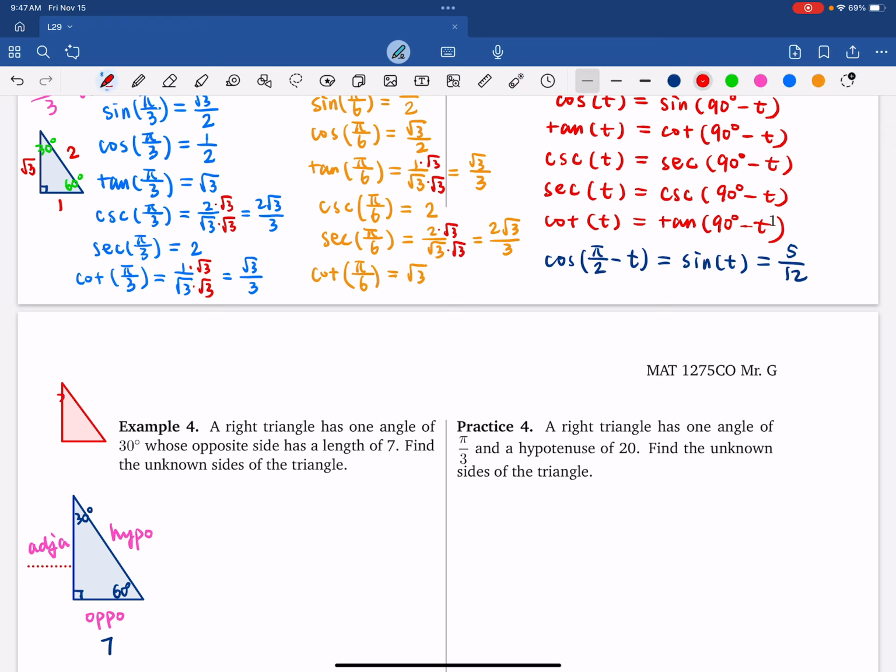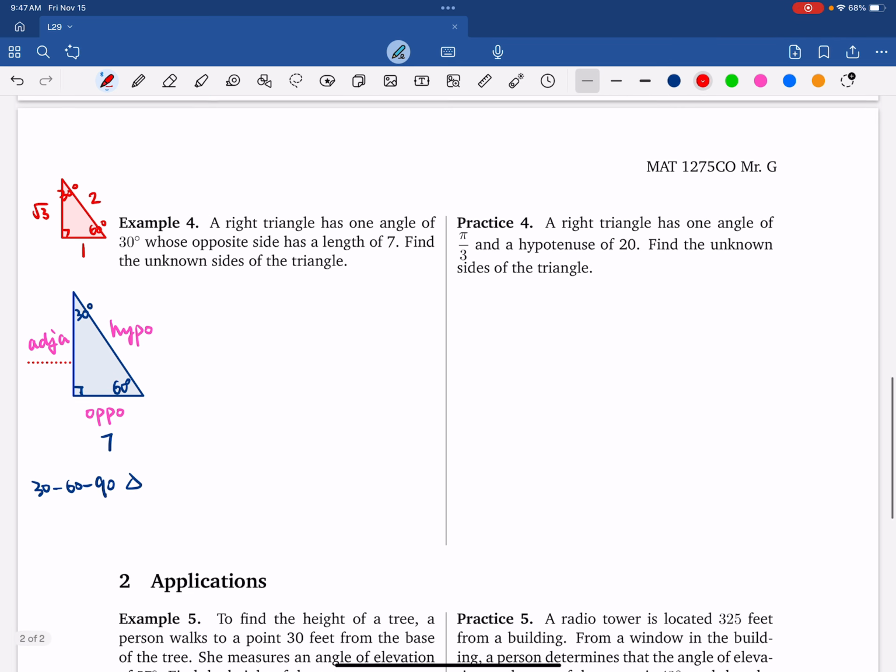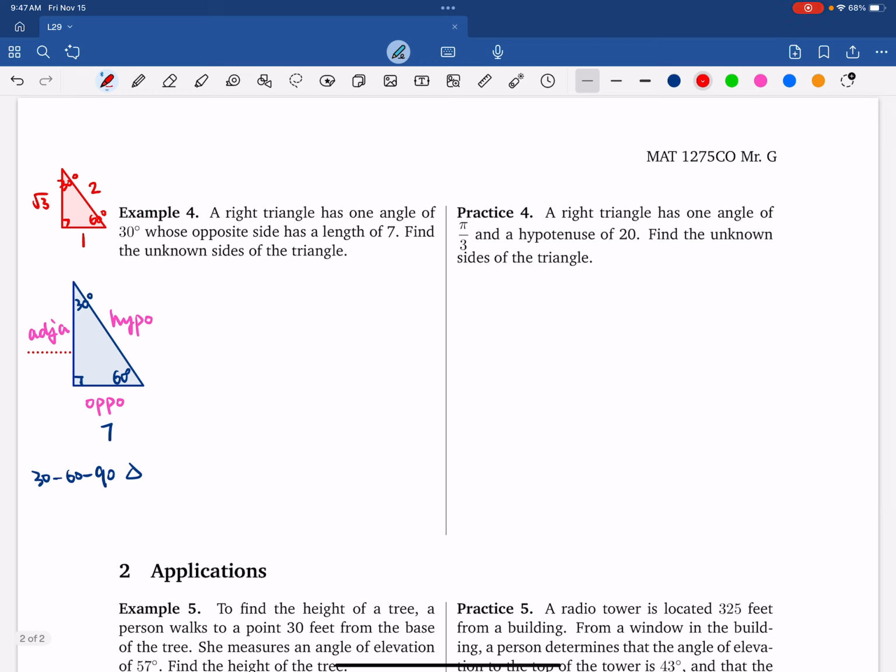So the 30 degrees, 60 degrees, and 90 degrees, the ratio is 1, 2, radical 3. And now we're going to look at the triangle that we have. The side opposite 30 degrees is 7. And they do form proportionally, which means they are similar triangles.